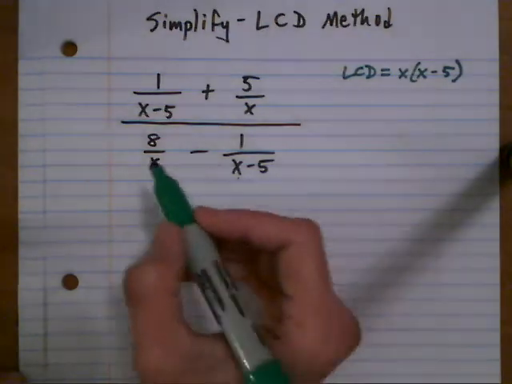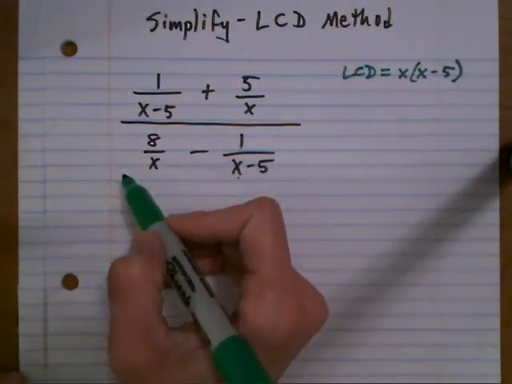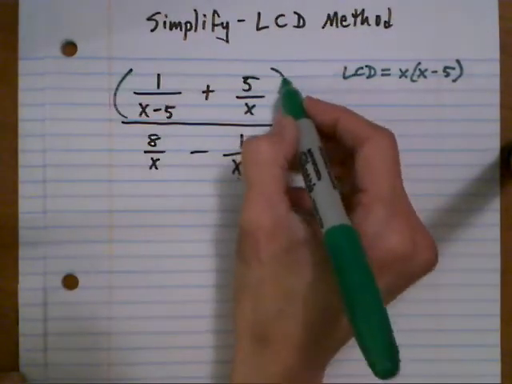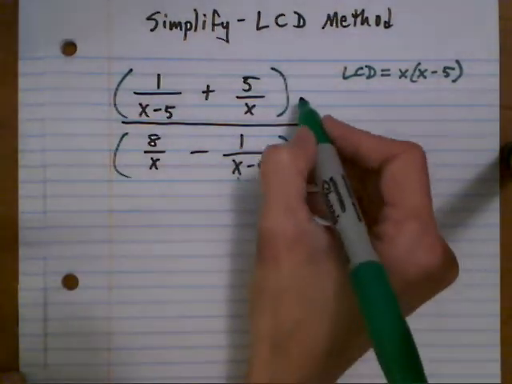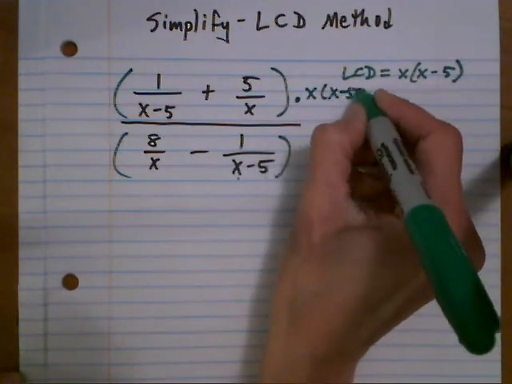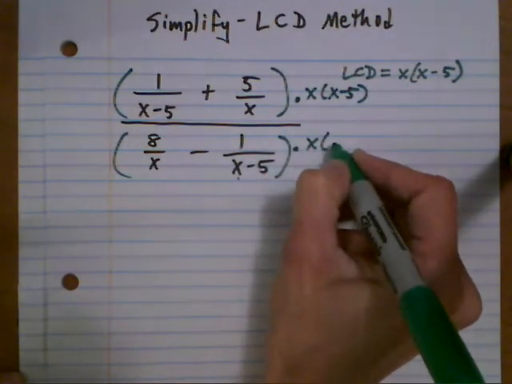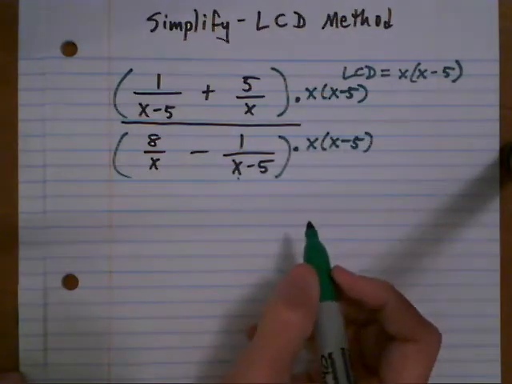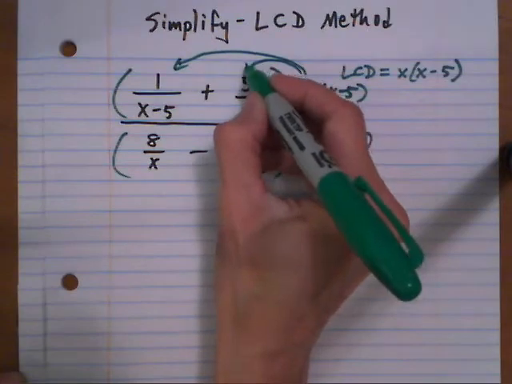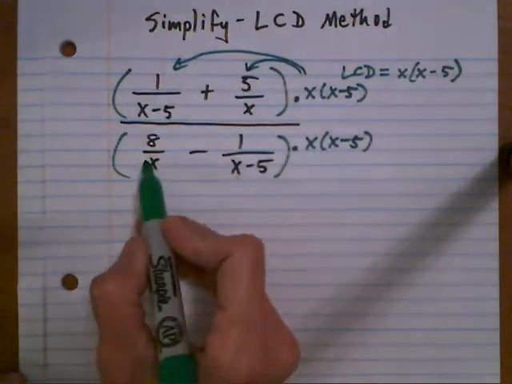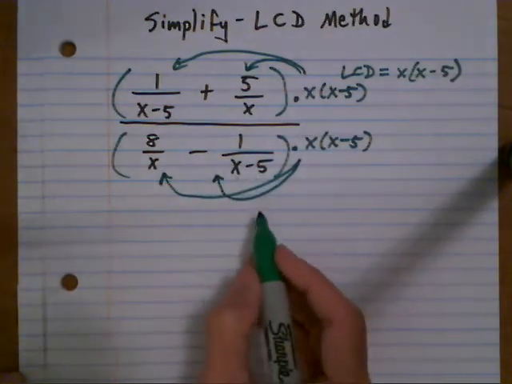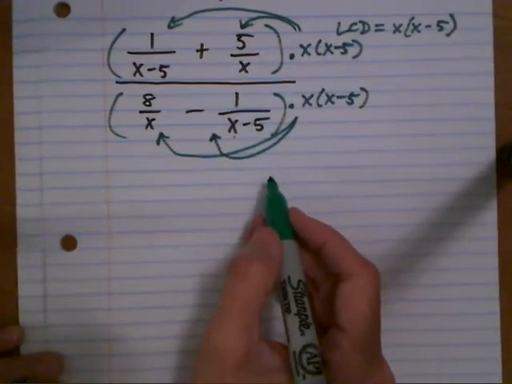Next thing we're going to do is multiply the top and bottom of the complex fraction by the LCD. So we'll multiply top and the bottom, so times x minus 5 times x minus 5. And what that does, if we distribute, we get the LCD multiplying each separate term. So let's go ahead and do that out.